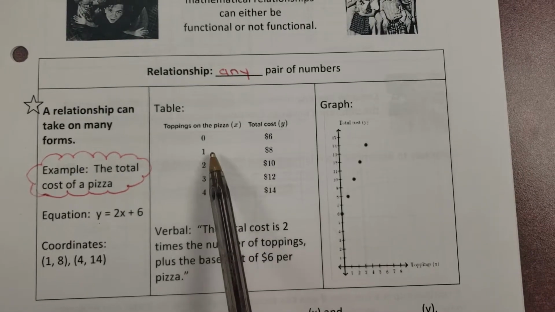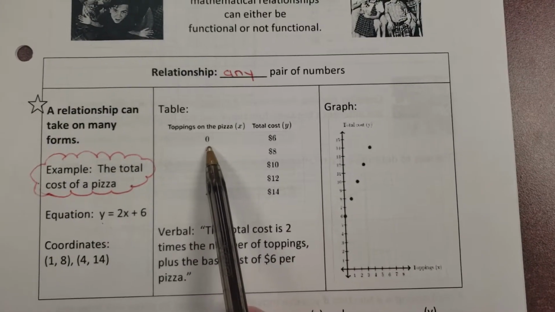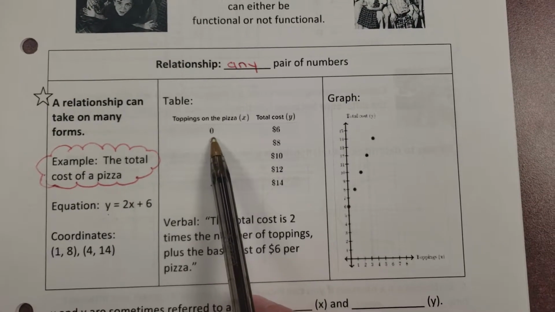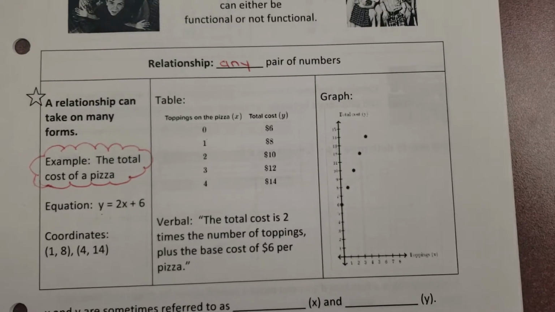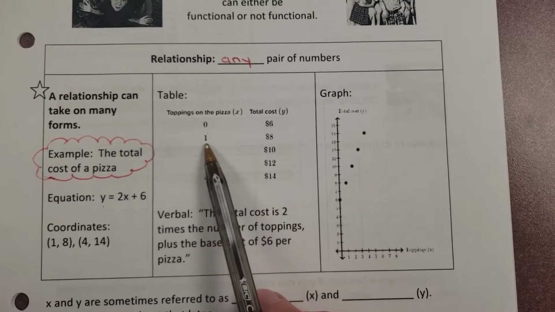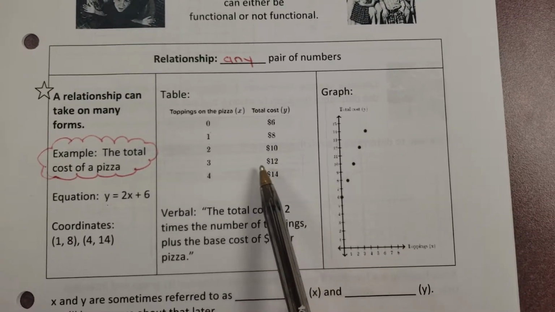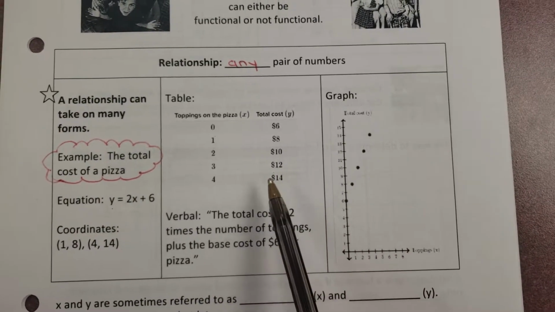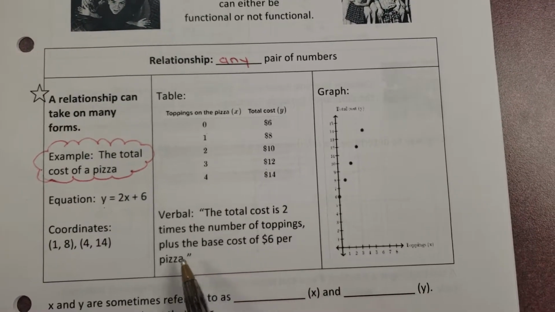You could use a table for this. A 0-topping pizza, that sounds terrible. I don't know what kind of pizza you're eating. Maybe you just like saucy bread. I don't know. That'd be $6. A 1-topping pizza, so just a cheese pizza, would be $8. A 2-topping pizza, 10. 3-topping pizza, 12. 4-topping, and so on. And so this is an example of a table.